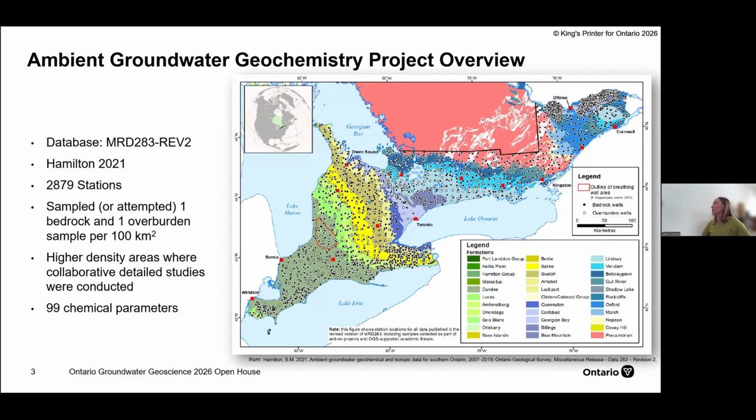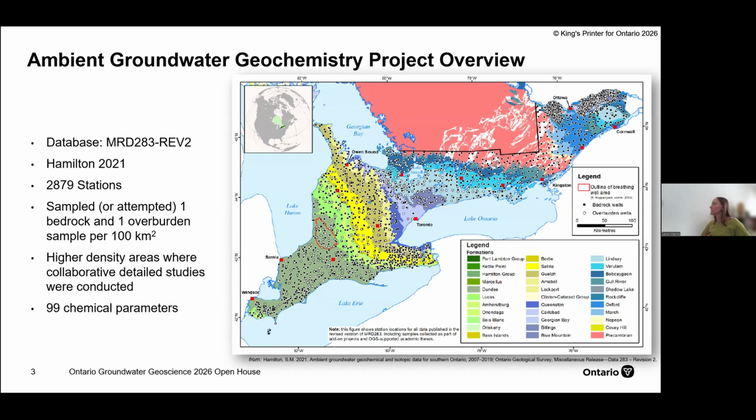So the AGG started in southwestern Ontario in 2007, and that was initiated by former senior science leader Stu Hamilton at the OGS. It moved across southern Ontario to begin with, and so the available southern Ontario database boundary is shown on the map there. And the data currently available is in MRD 283 Rev 2, that's on Geology Ontario. There are close to 3,000 sample stations across the south, shown by the little dots.